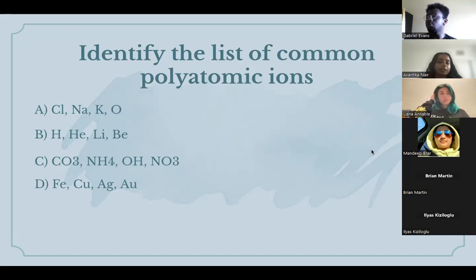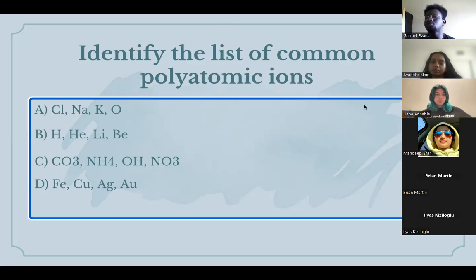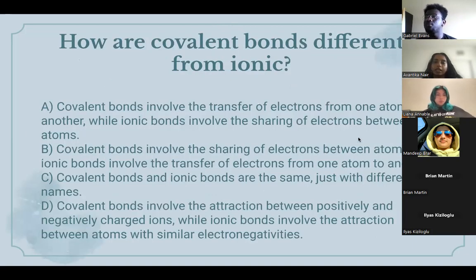Okay. Fatima says the polyatomic ions will be provided. Sounds good. Yeah, the answer is C. I see a lot of C's in the chat. That is correct. Okay, the next question. How are covalent bonds different from ionic?